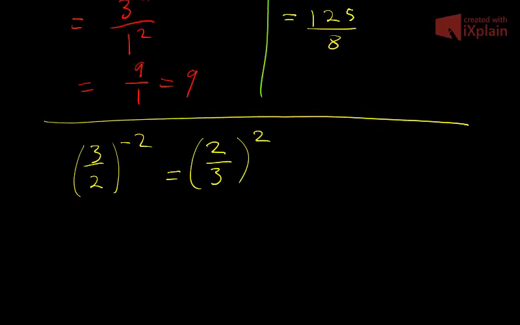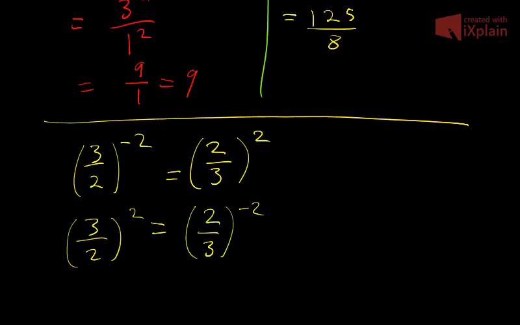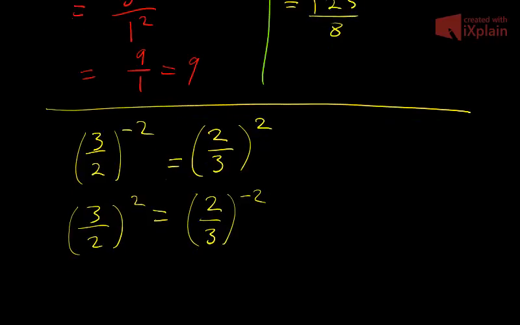And it goes the other way too. If I had 3 halves squared, I could rewrite that, if I really wanted to, as 2/3 to the negative 2nd power. So I can flip my fraction anytime I want. All I've got to do is change its exponent from a positive to a negative, or a negative to a positive. And of course, if I want to solve these, 2/3 squared is going to be 4 over 9, and 3 halves squared is going to be 9 over 4.